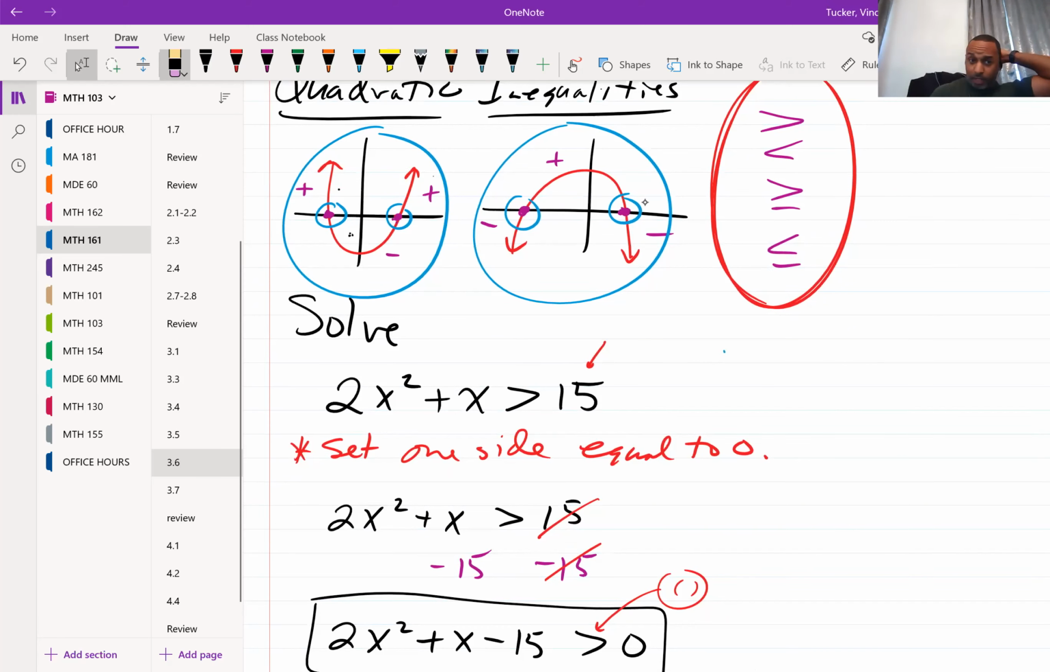All right. So let's say we look at 2x squared plus x greater than 15. First thing you want to do is set one side equal to 0. We can do that by subtracting 15 from both sides, giving us 2x squared plus x minus 15 is greater than 0.